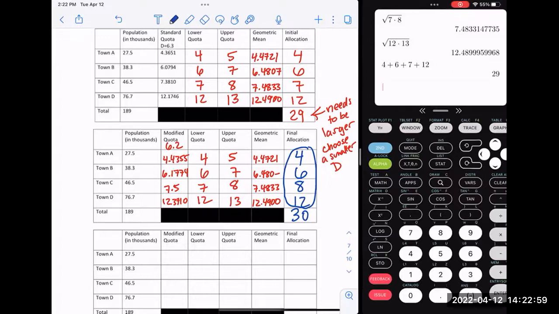These are the 5 apportionment methods. Any questions? Anything I can work through or talk about with those?